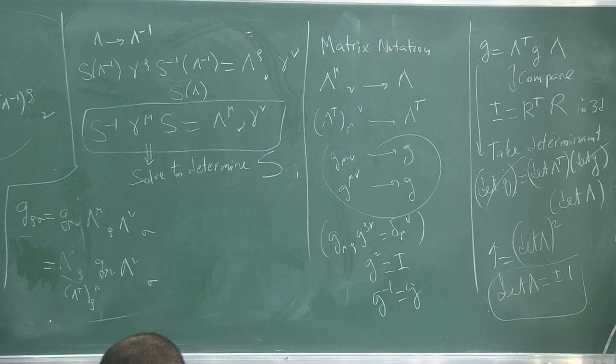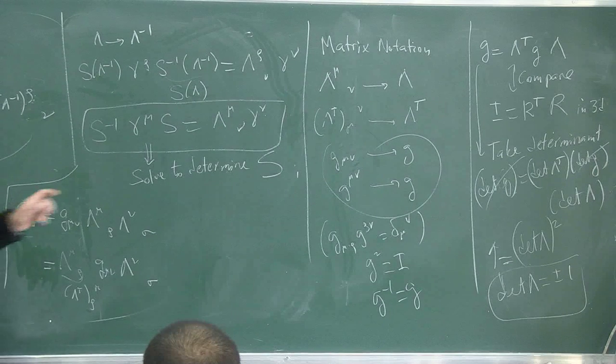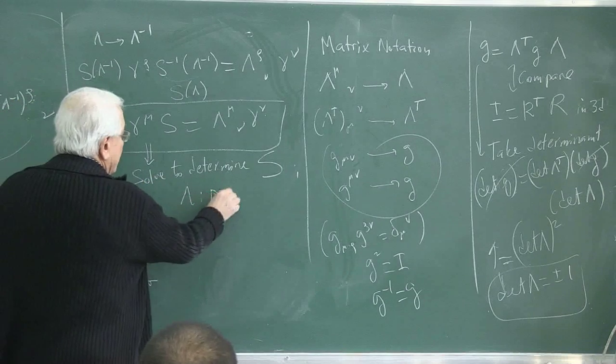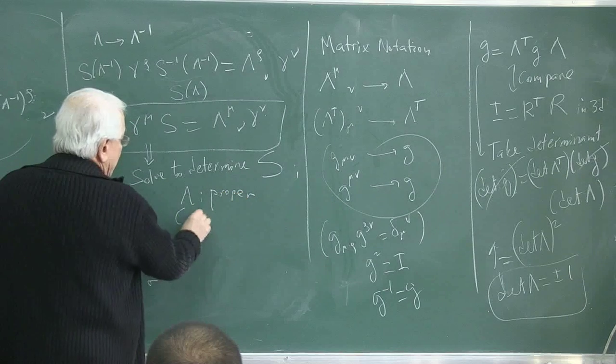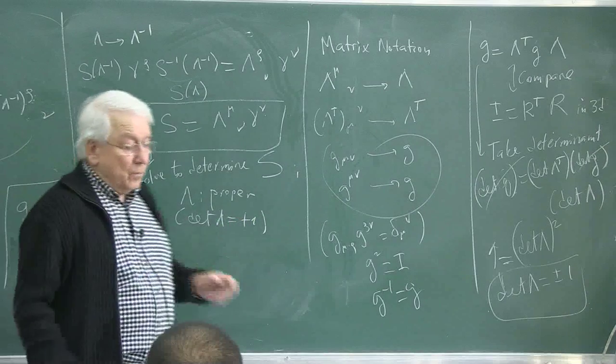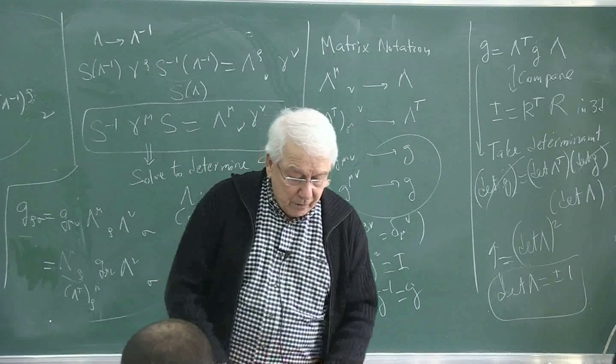Next, they are considering the ordinary space-time transformation. They are the proper class. That is, they are the determinant one class, determinant plus one class. So I can consider an infinitesimal transformation and integrate the infinitesimal one to get a finite one. And that's what I will do next to solve this. Lambda proper, that is, determinant lambda is plus 1. For this class, I am going to solve this. So it's a good point again to give it another short break.